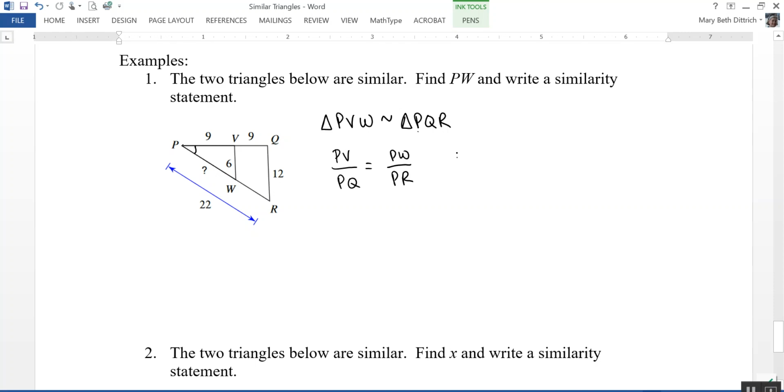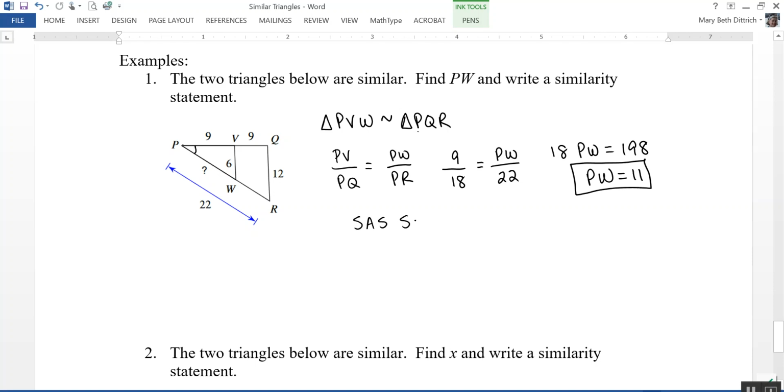So now I can plug in numbers. So PV is 9. PQ, be careful, is 18, and that's equal to PW, which I need to find, over 22. So doing cross products, 18 PW equals 198, and dividing both sides by 18, PW is equal to 11. And actually the reason I knew that they were similar is because I had a side, an angle, and a side. So if they ever ask you why, you can say side angle side similarity is my reason there.